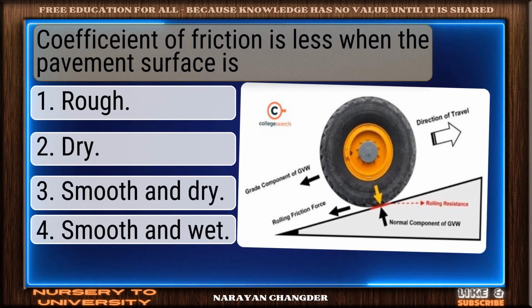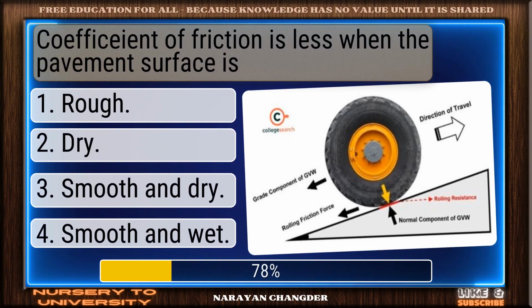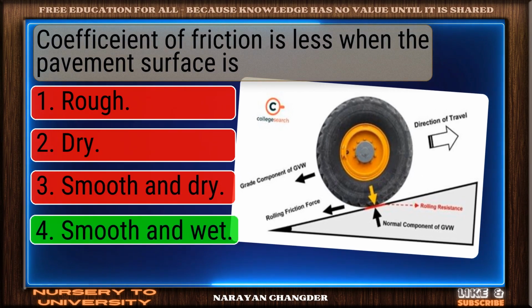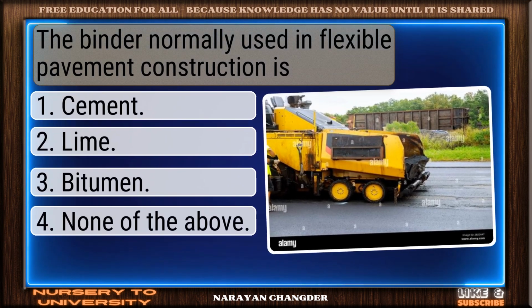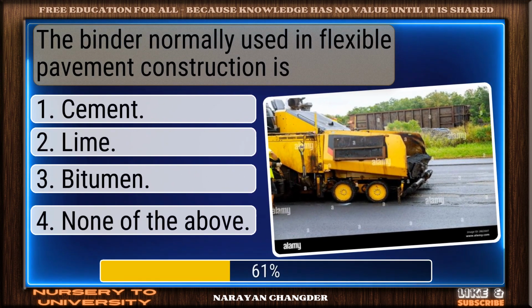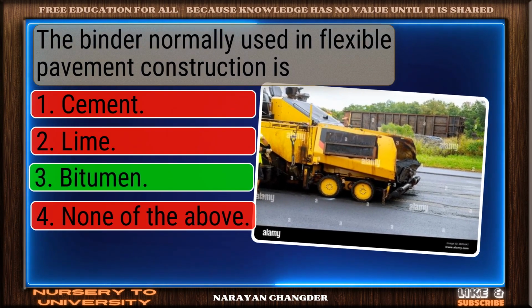Coefficient of friction is less when the pavement surface is... On track. Smooth and wet is the correct answer. The binder normally used in flexible pavement construction is... Right again. Bitumen is a valid answer.